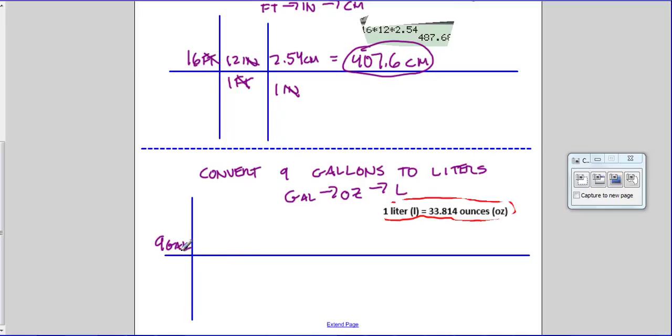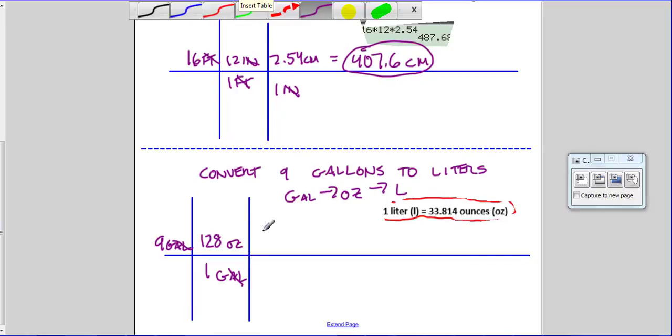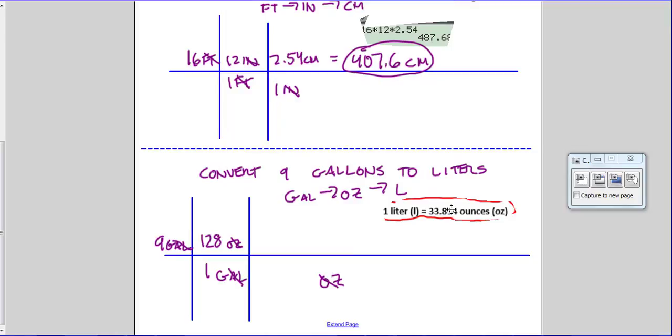Since gallons are here, to cancel out gallons, I put gallons here. And here I'm going to go gallons to ounces. So the gallons will cancel, and I know that 128 ounces is 1 gallon. So now I have ounces, but I don't want ounces in the end, I want liters. So my last step is to get rid of ounces. Since I have ounces in the numerator, I put ounces in the denominator. Those will cancel. And I know that 33.814 ounces is 1 liter. So now I have what I want, I have liters.